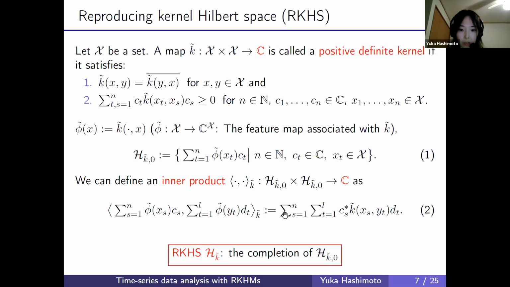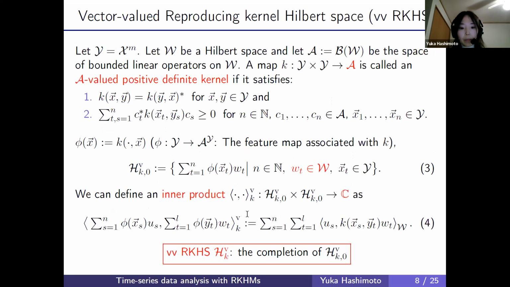And here, an important fact is we can compute the inner product between vectors in this space exactly if we can compute the value of this k tilde. And the completion of this space by this inner product is called RKHS, and here we denote it by H_k tilde. Although vectors in RKHS are complex-valued functions, we often want to consider vector-valued functions instead of complex-valued functions.